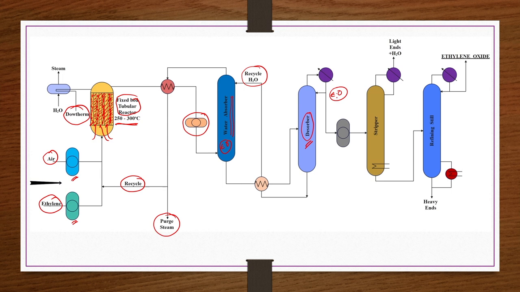So you take the top product of the desorber, which is primarily ethylene oxide, but it is not pure ethylene oxide, it will have light ends and moisture, etc. So that you compress and then take to a stripper, do the fractionation so that you get these light ends and water as top product, and the bottom ones you get as crude ethylene oxide, because it will also contain some heavy ends. This mixture you take to a refining still, where you refine the crude to get ethylene oxide as a top product of required purity, whereas the bottom products would be nothing but heavy ends.